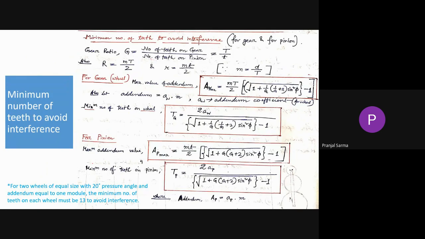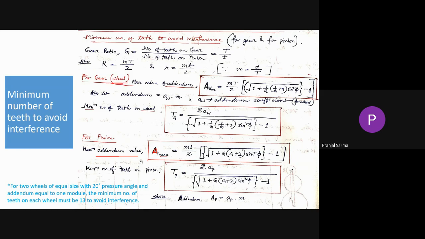Similarly, for the pinion, we can have the maximum addendum value A capital P, A for addendum, P for pinion. This is the maximum value, given by m t by 2 into something. Now this is the reverse. How can we recall? If you recall any one of the expressions, then the other will be easy.